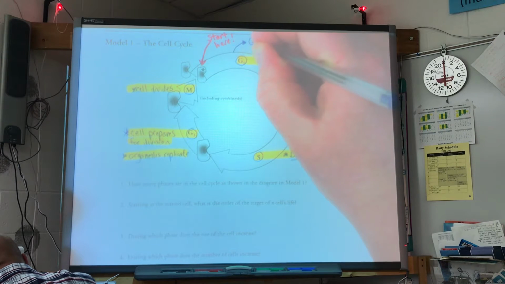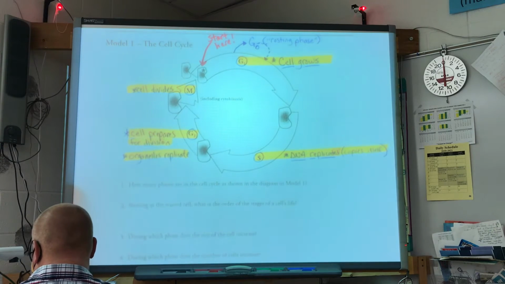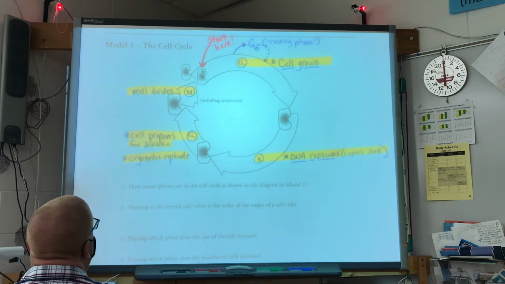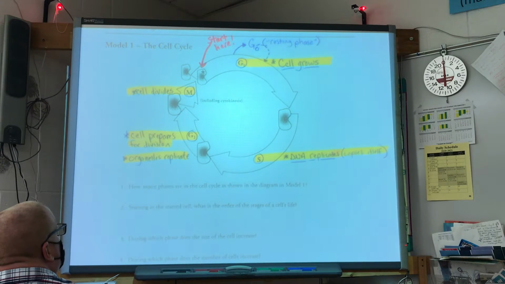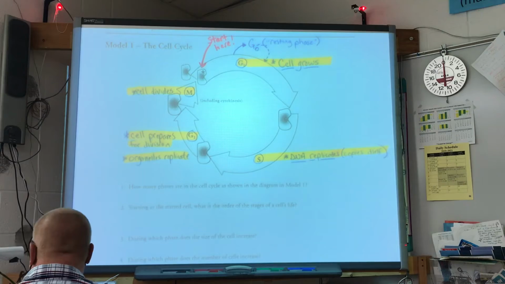Sometimes, depending on the cell, the cells will re-enter G1 and go through the cell cycle again. But sometimes a cell will go to G0 and will stay there forever. Kind of depends on the type of cell we're talking about. But G0 comes off of G1. It's a resting phase. Good question.